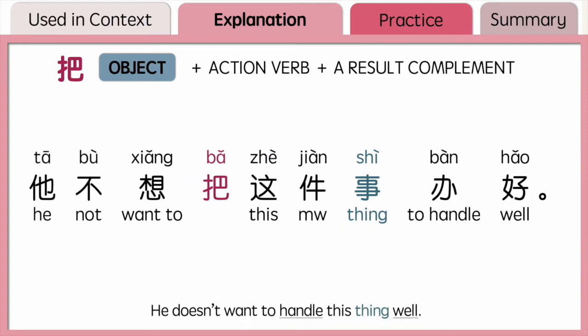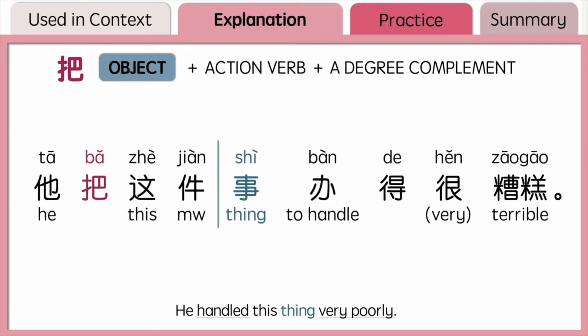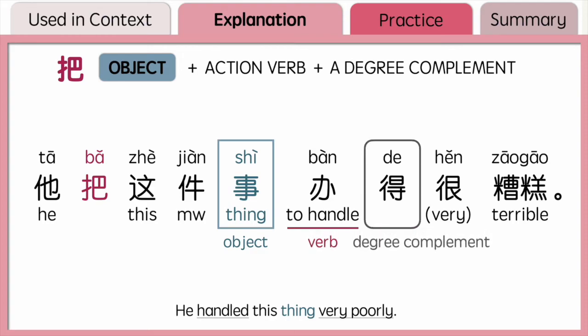If you want to negate this sentence, you can put 不 in front of 想 and say 他不想把这件事办好。Note that the negation word 不 does not work as part of the 把 structure. The negation word 不 is placed in front of the 把 construction. You can also add a degree complement to express how he handled this thing. 他把这件事办得很糟糕。He handled this thing very poorly.